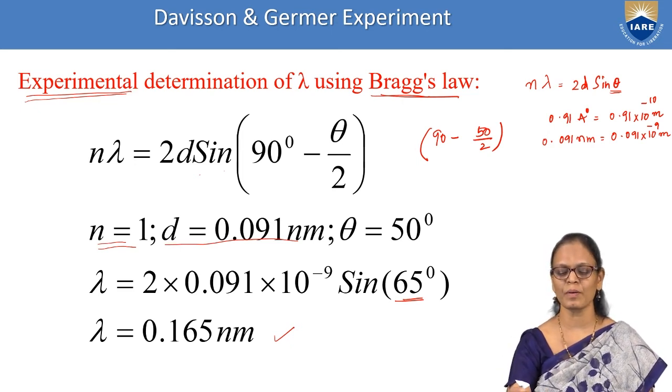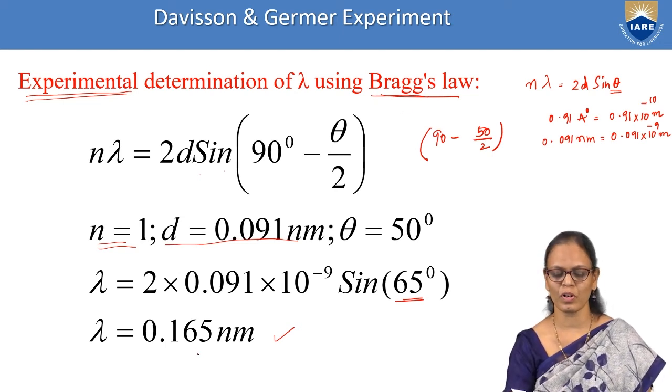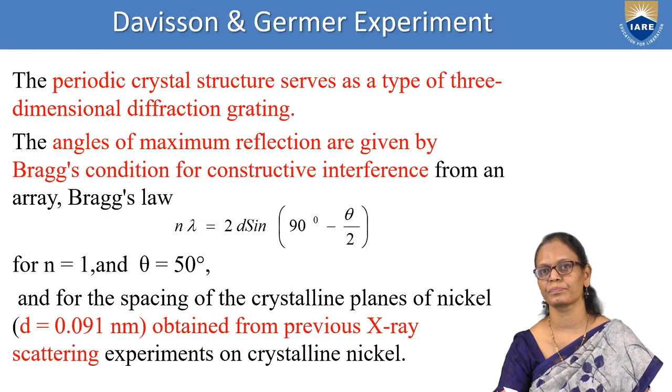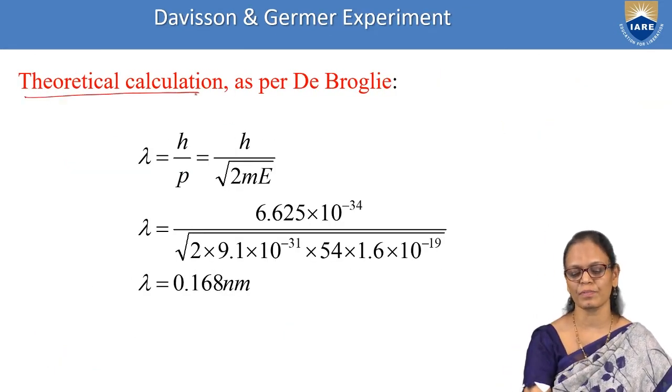Whatever experiment we did, and we got the value of the angle using Bragg's law, we have got the value of lambda to be 0.165 nanometer. Now we'll see the theoretical calculation.